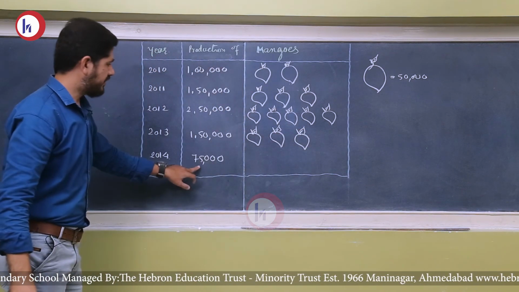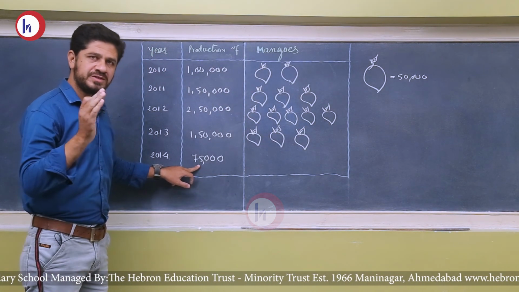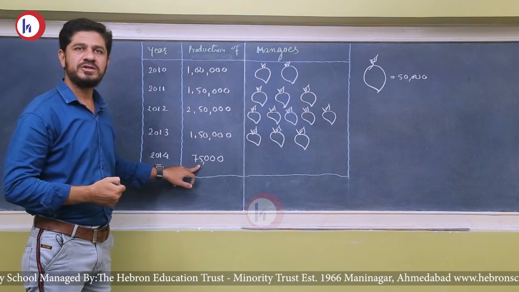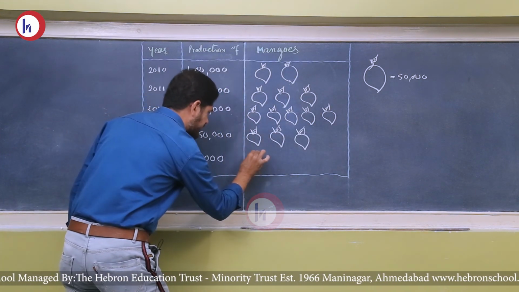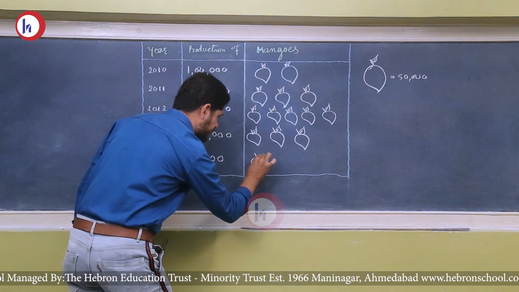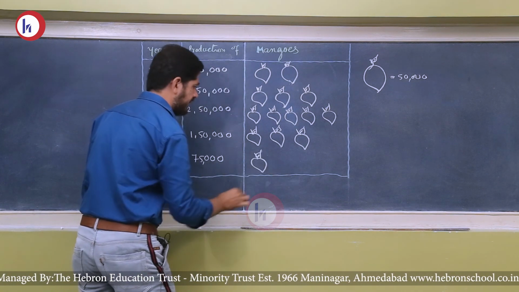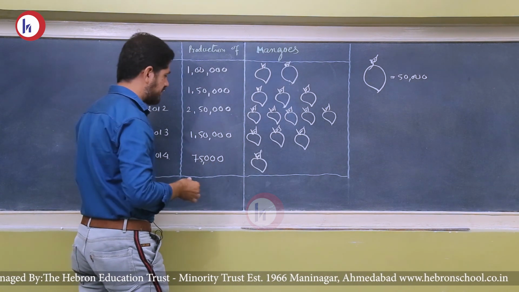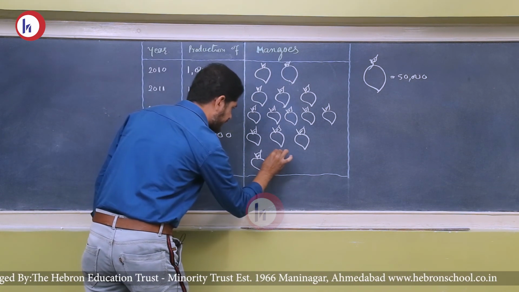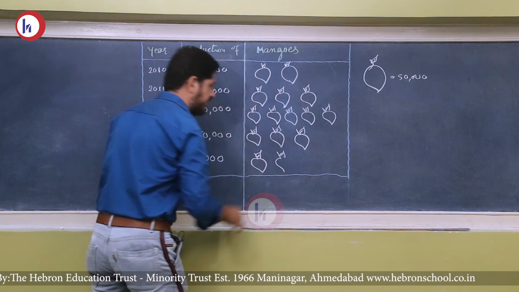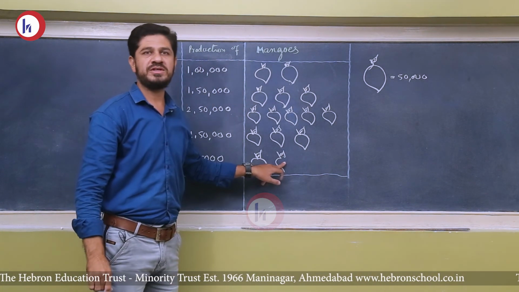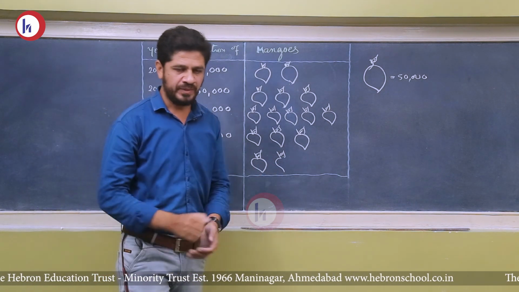Now finally we have 75,000. So if we subtract 50,000, still we will remaining 25,000. So 25,000 is the half of 50,000. So 1 mango represents 50,000 kg. Now the 25,000 are remaining. So for that we will draw the half of the mango, not the full. So this half mango represents 25,000 kilogram.